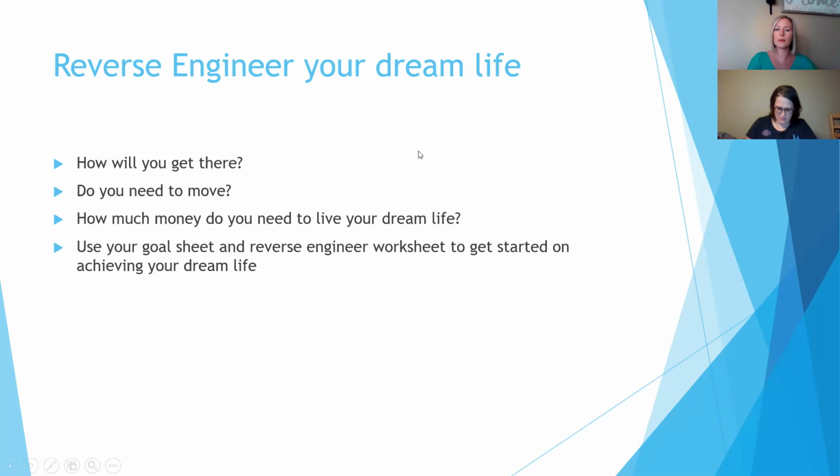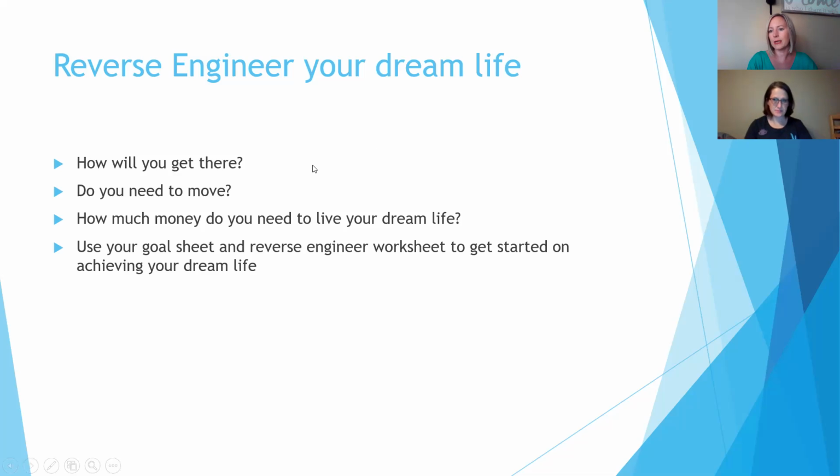All right, we are moving on to the reverse engineer sheet. So that was the second attachment that was in the email to you. So if you want to pull that up, and then you can journal on that or journal in a book.